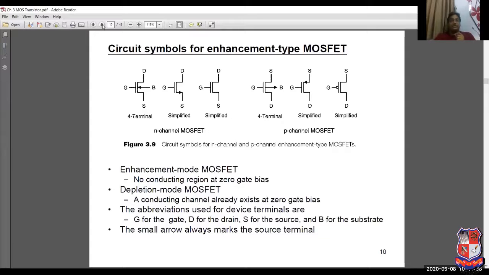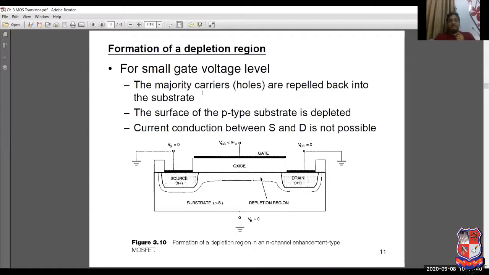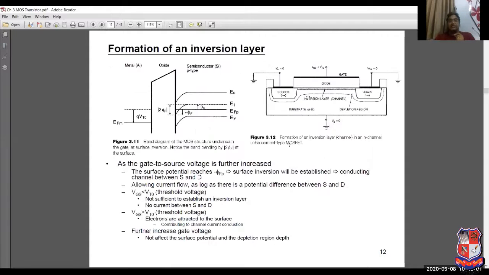With this concept, what is happening is that when a small gate voltage is applied, majority carriers are repelled back into the substrate, the surface of the P substrate is depleted, and current conduction between S and D is still not possible. Why not possible? Because the region is still depleted, and the channel is not yet fully created. When you keep on increasing the positive voltage, there will be a channel and inversion will take place. This is the concept of surface inversion.